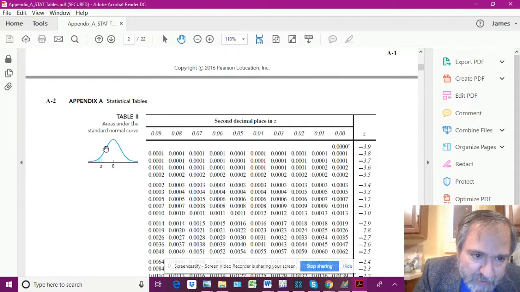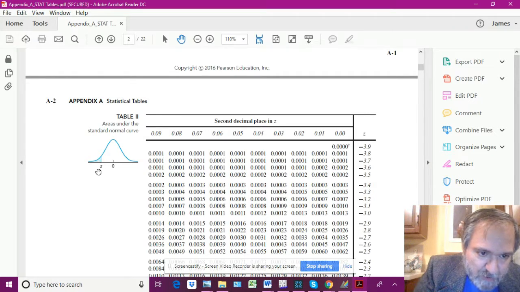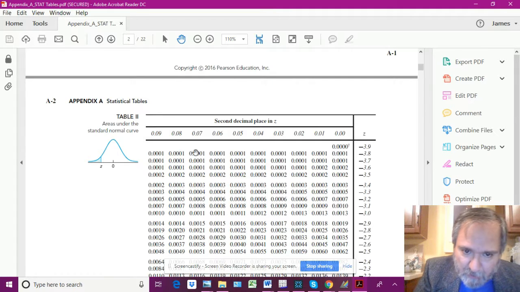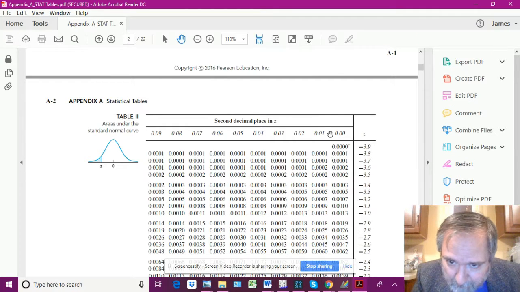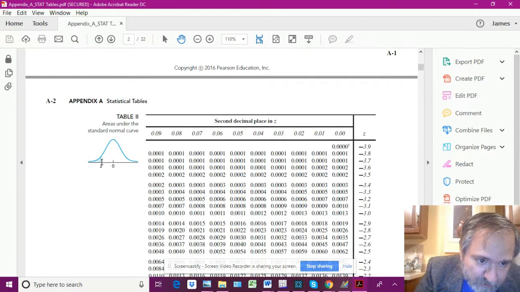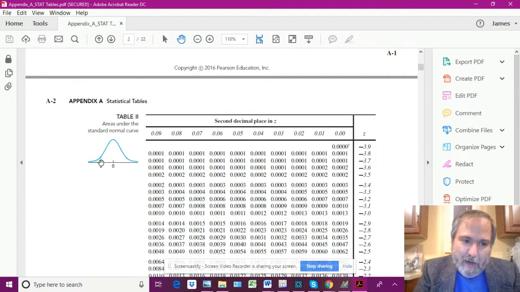You also notice a peak right here at 0. Now I'll explain what the 0 means in a moment. You'll see they arbitrarily place a Z value here. This is a location, a Z score. These are the Z scores here. And the shaded area to the left gives you the area to the left of whatever that Z score might be.